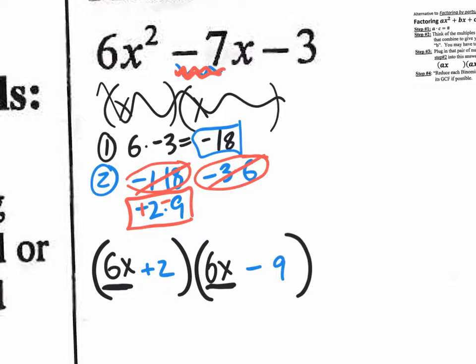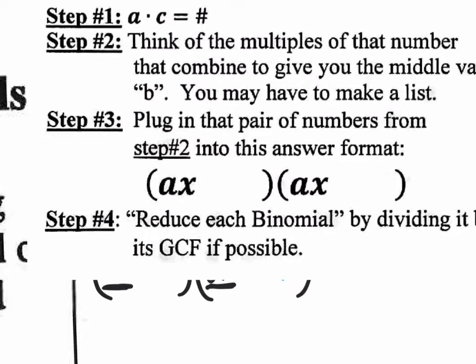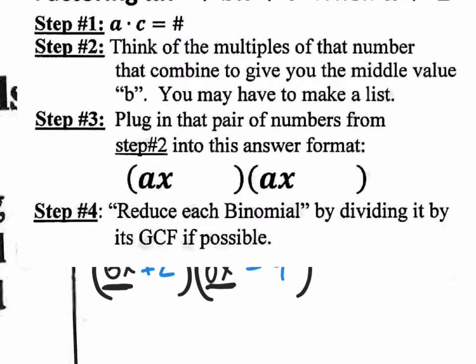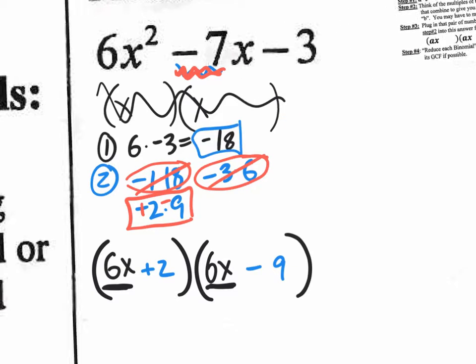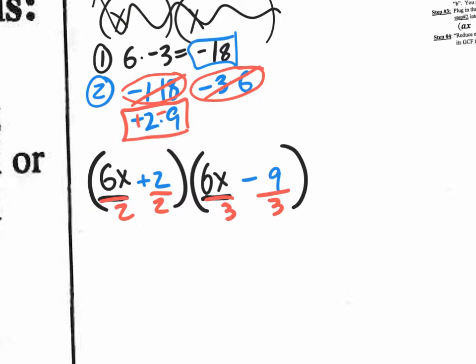So now that we have that, that was step 3. Step 4 is to reduce each binomial by dividing it by its GCF if possible. So you want to reduce each binomial. So on this first binomial, we have a 6 and a 2. What could I reduce by? 2. And on the second binomial, I have a 6 and a 9. What could I reduce by? 3. Okay, so what will our answer be?